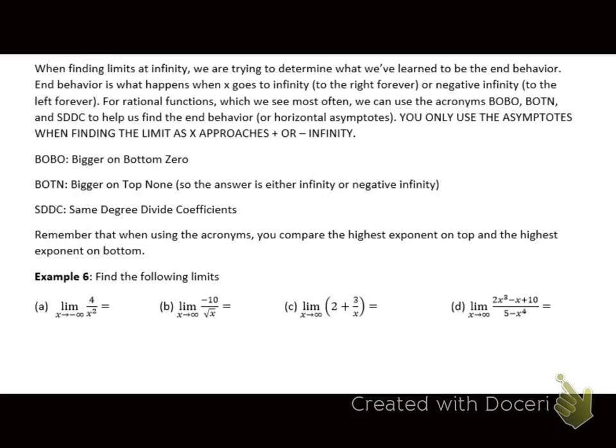This is section 2, algebraic approach to limits, example 6. Now, we want to find the limit as x approaches positive and negative infinity. We did this when we looked at graphs. Now we're going to look at it with rational functions.